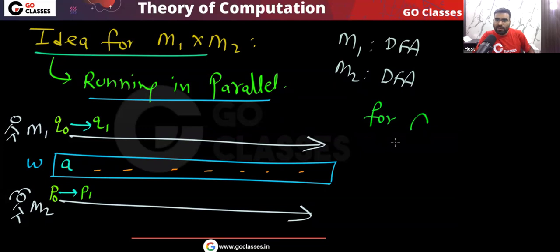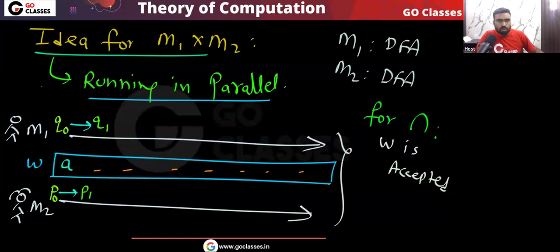For intersection, tell me when W should be accepted. Let me know. When is W accepted? Very simple. W is accepted if both of them go to a final state. Yes or no? Very simple. Remember, this is when W should be accepted for intersection.